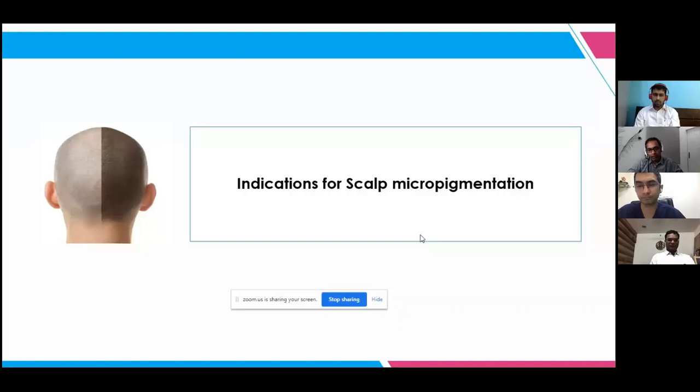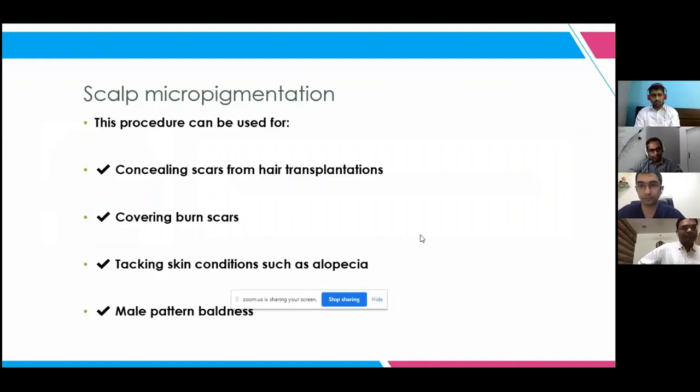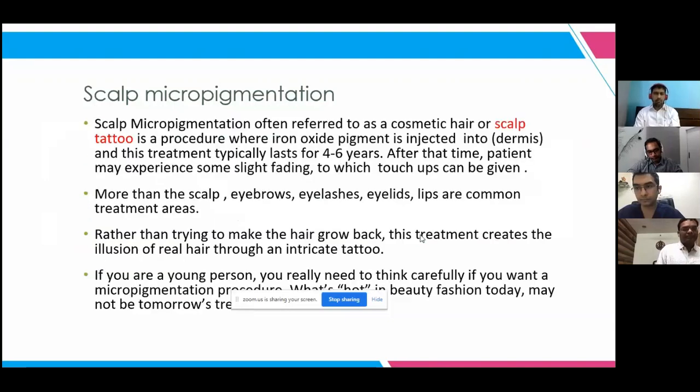We do microblading. I am talking about only scalp, but usually most of the times it is done on the eyebrows and all those things, no? Yes, microblading for eyebrows is a good option, sir. It's a variation of micropigmentation, done even for vitiligo also. Yes, sir. As he mentioned, concealing scars from hair transplantations, for covering burn scars, for skin conditions such as alopecia and male pattern baldness, it has been tried in some of the patients.